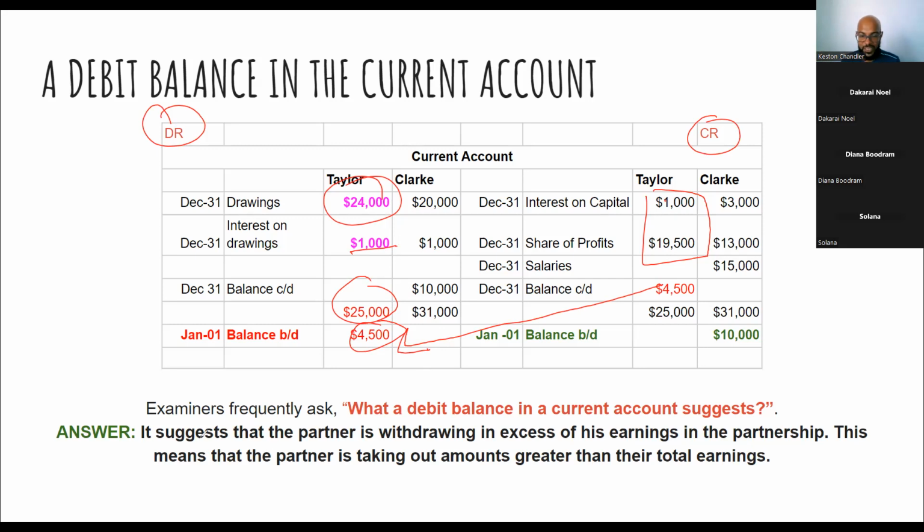Now, this part here, examiners love to ask what the debit balance in the current account means. And if they do, this is what you will see. It suggests the partner is withdrawing in excess of his or her earnings in the partnership. And this means that the partner is taking out amounts greater than their total earnings. Everybody clear on that?